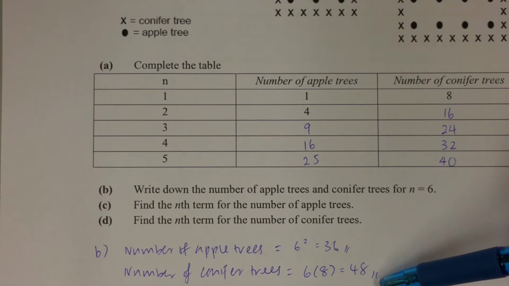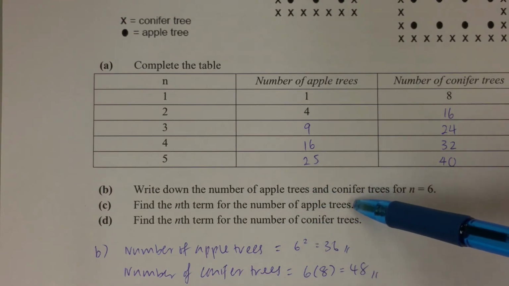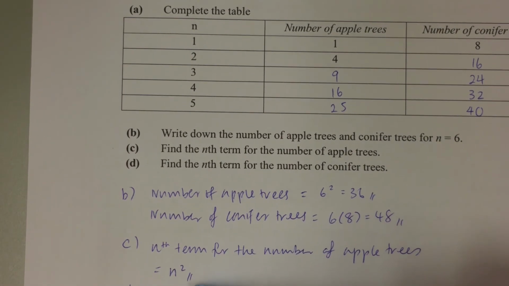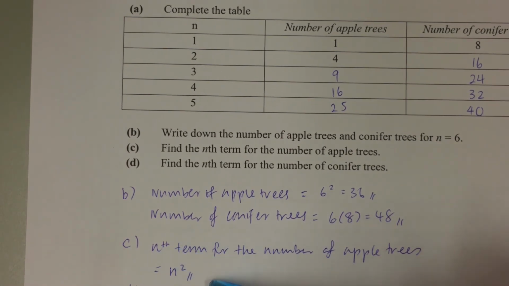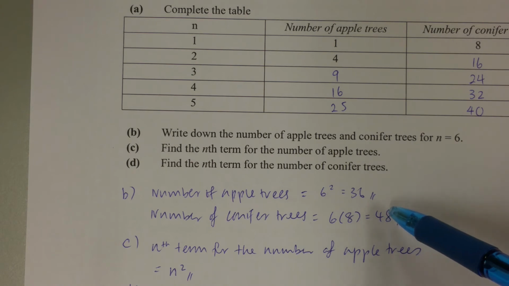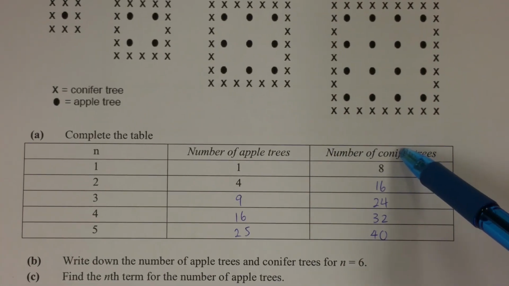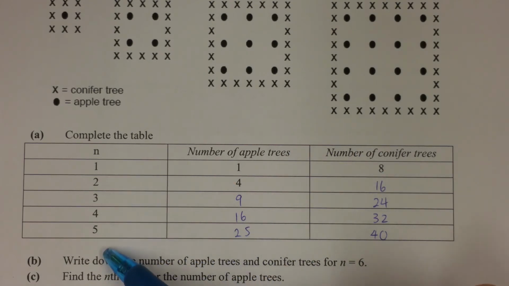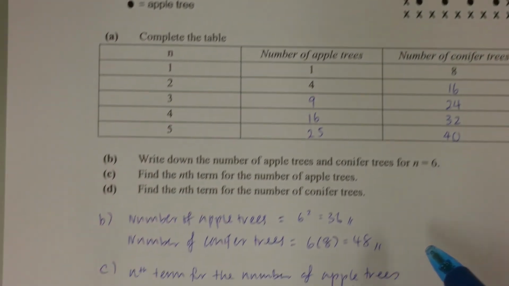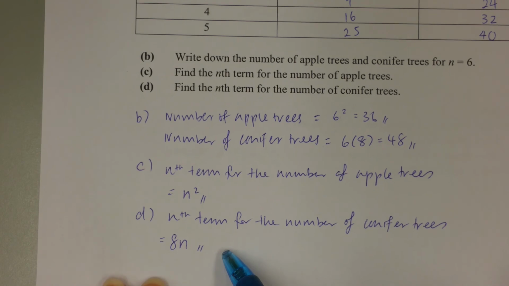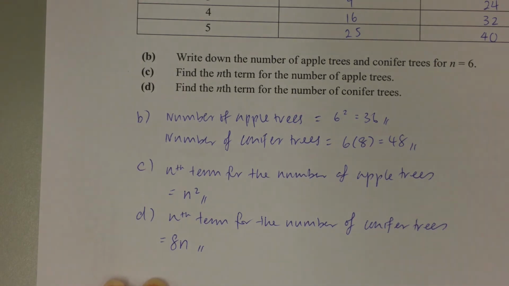Okay, then C, you're supposed to find the n term for the number of apple trees. So it's always n square. I think by now you should be able to understand. And then for the number of conifer trees, it will be multiples of 8, right? So you see it's 8 times whatever n is. So here the n term for the number of conifer trees is 8n. Okay, that's all.